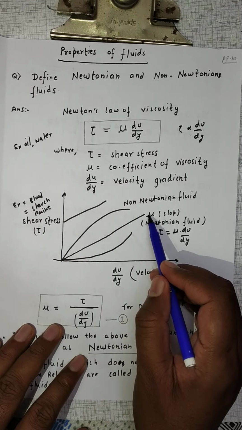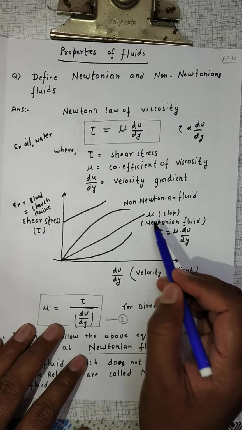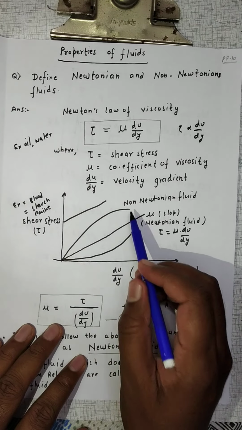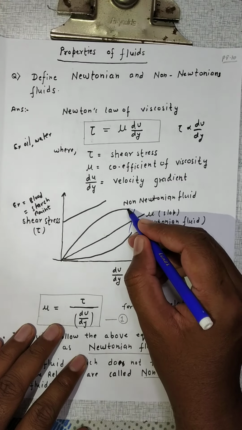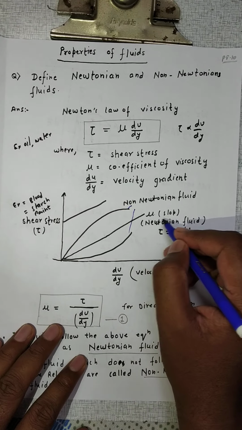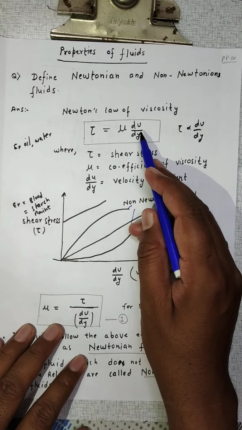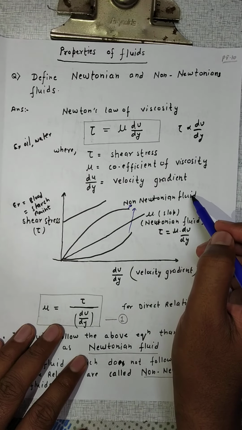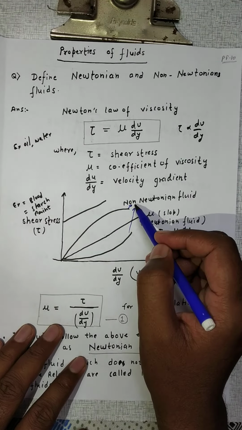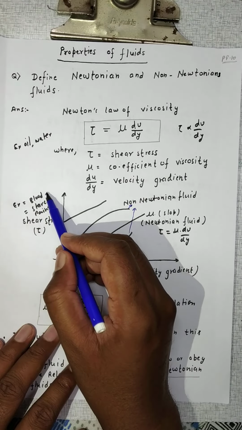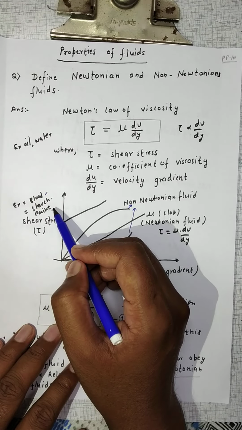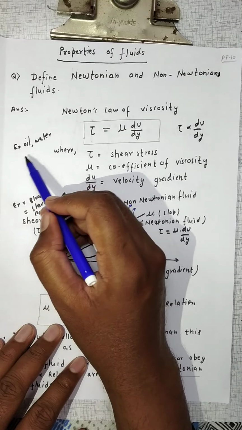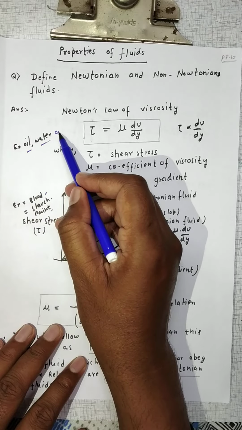We will draw one curve here: this axis is shear stress and this is velocity gradient. The relation which follows a straight line is directly proportional, and the fluid which does not follow the relation tau equals mu into du by dy is known as a non-Newtonian fluid. Examples of non-Newtonian fluids: blood, starch, paints, lipstick. For Newtonian fluids, examples: oil, water, air.